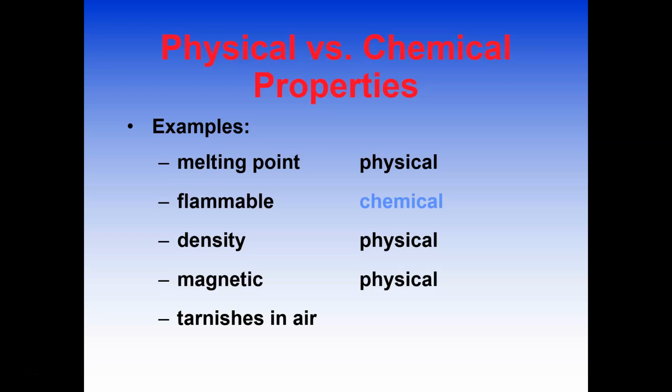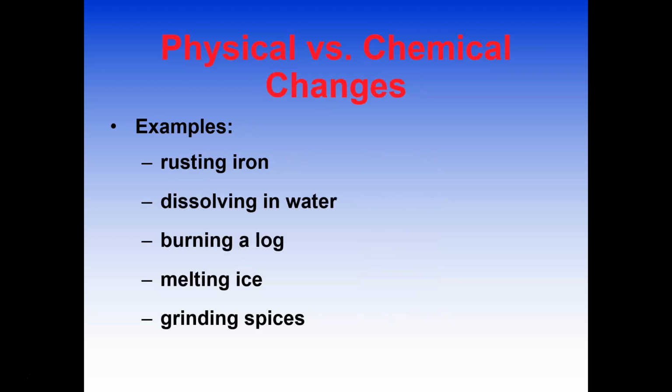And tarnishes in the air. Tarnish is a lot like rust. And what category did I say rust was under? A chemical property. This is not to be confused with physical versus chemical changes. So rusting of iron is chemical.